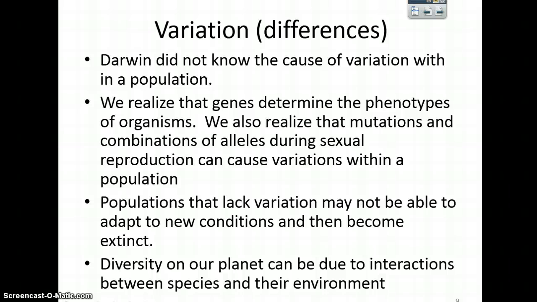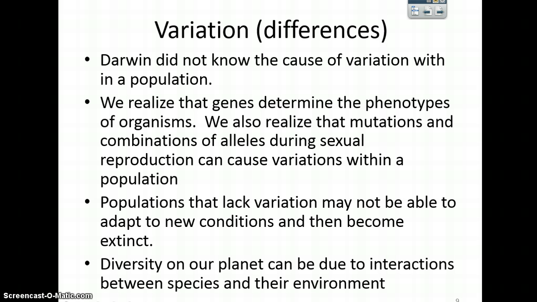We also realize that mutations and combinations of alleles during sexual reproduction can cause variation within a population. You look different than your siblings because there were different alleles that came together to make them than what made you. Populations that lack variation may not be able to adapt to the conditions, and they'll become extinct.